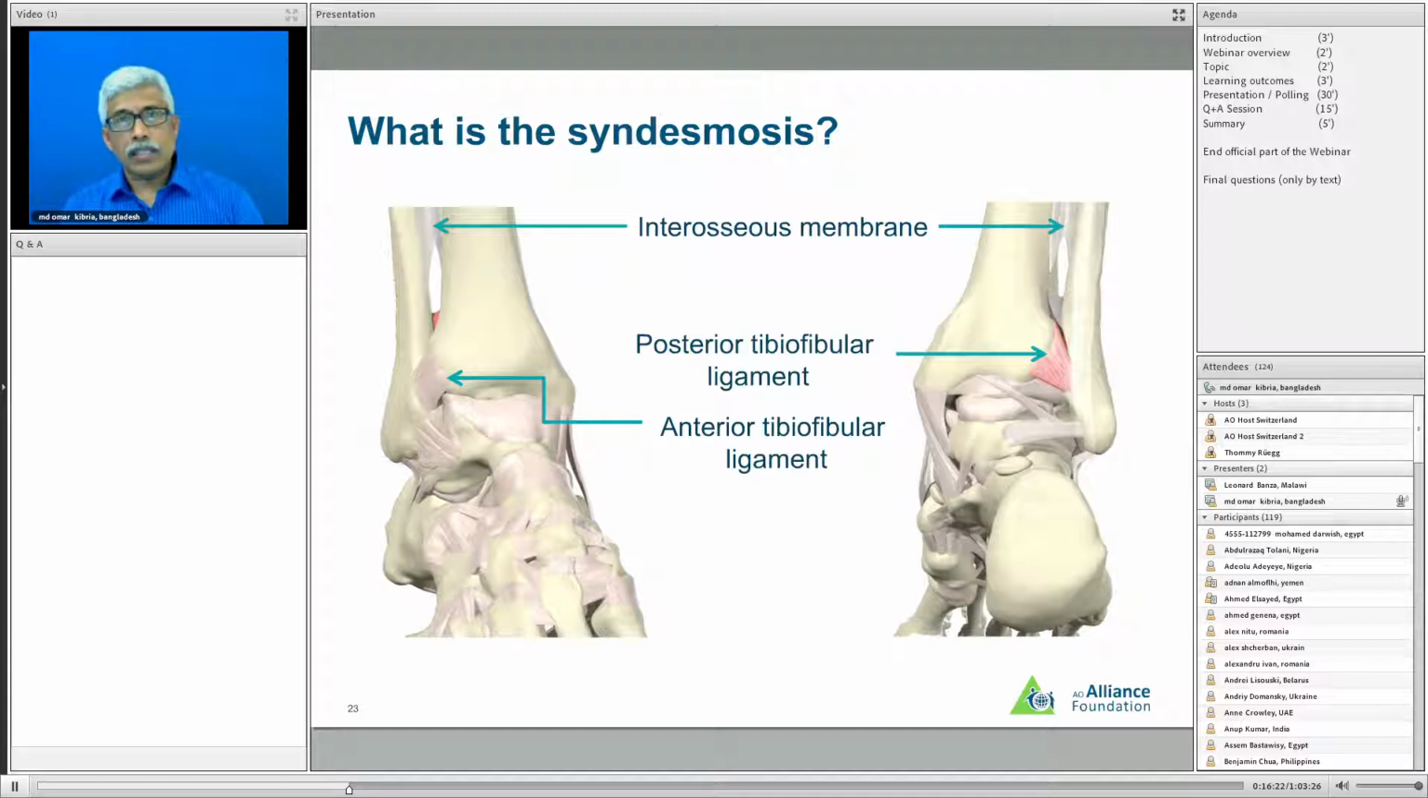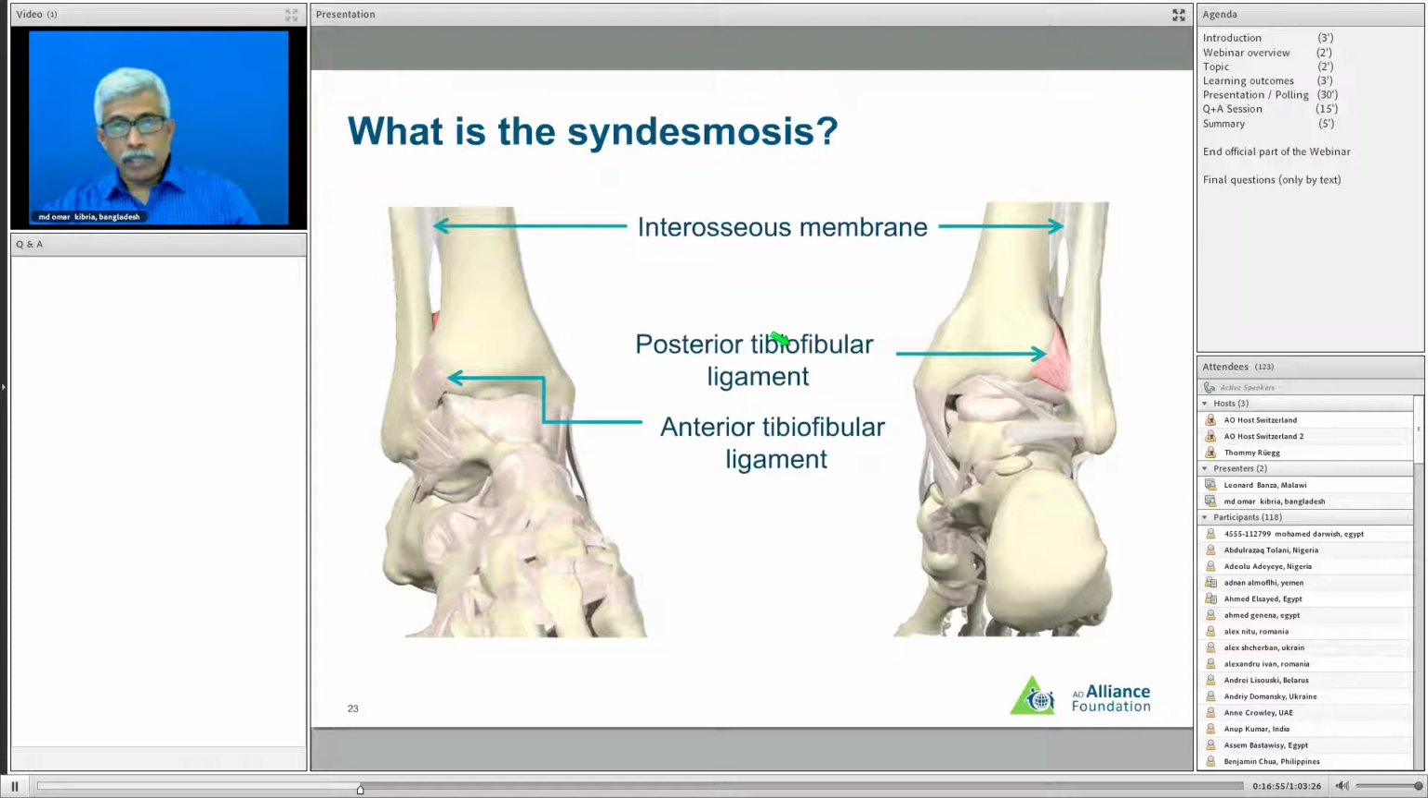So far we have been discussing the unstable fracture with rupture of the syndesmosis. What is the syndesmosis? The syndesmosis is a fibrous joint at the distal end of the tibia and fibula, where the tibia and the fibula are held by certain ligaments. There are three: the anterior tibiofibular ligament, as you can see here, the posterior tibiofibular ligament, and the interosseous membrane.